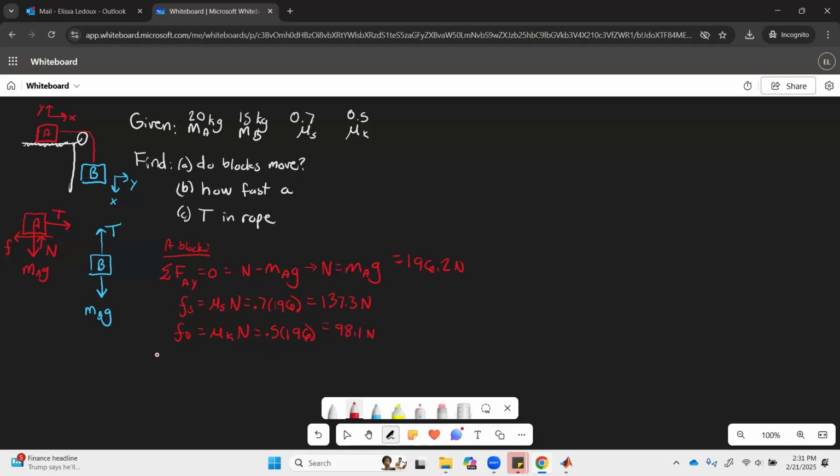So then we got that for A. And then the sum of the forces on A in the X equals the mass of block A times acceleration. And in that case, we have tension pulling to the right minus friction force on A. And then we need to write for B.